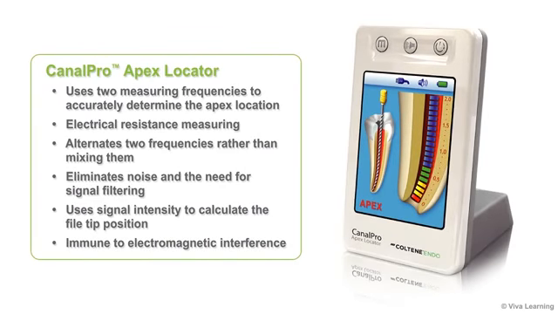In contrast, the Canal Pro Apex Locator uses two measuring frequencies to accurately determine the apex location, and it calculates the working length using electrical resistance measuring. Unlike other apex locators, Canal Pro alternates these two frequencies rather than mixing them. This eliminates noise and the need for signal filtering. In addition, it uses signal intensity to calculate the file tip position, making the measurement immune to electromagnetic interference.